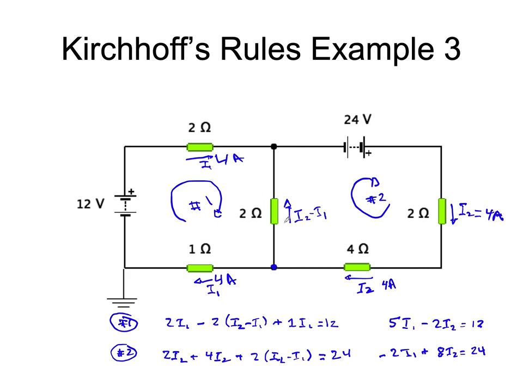What's the current through this resistor? Well, we get 4 amps minus 4 amps. There's actually no current at all through this one. The current here is 0. There's no current flowing either way.